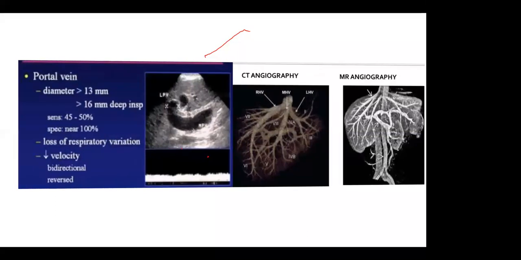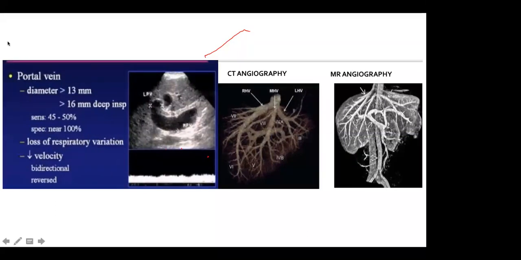This is a simple ultrasound showing a dilated portal vein of more than 13 millimeters, the left portal vein and main portal vein. This is the CT angiography looking at the main hepatic veins and tributaries. And this is MRI angiography with the whole venous system very clear.